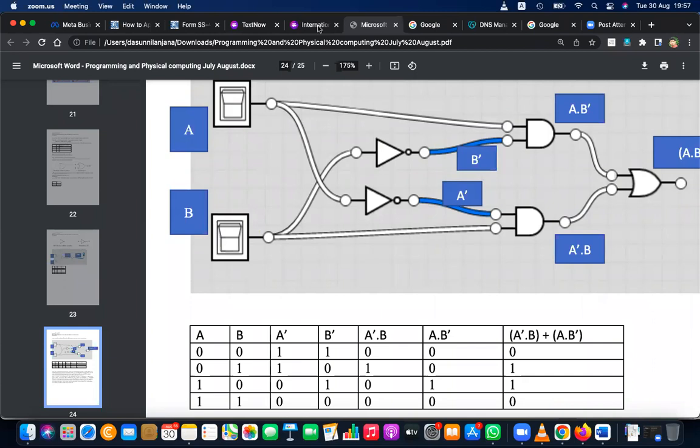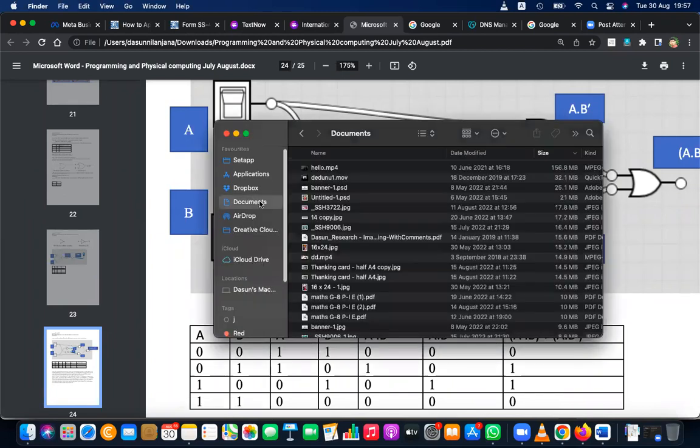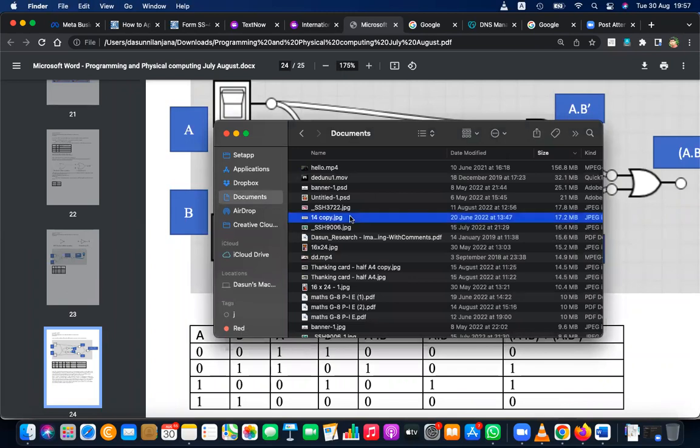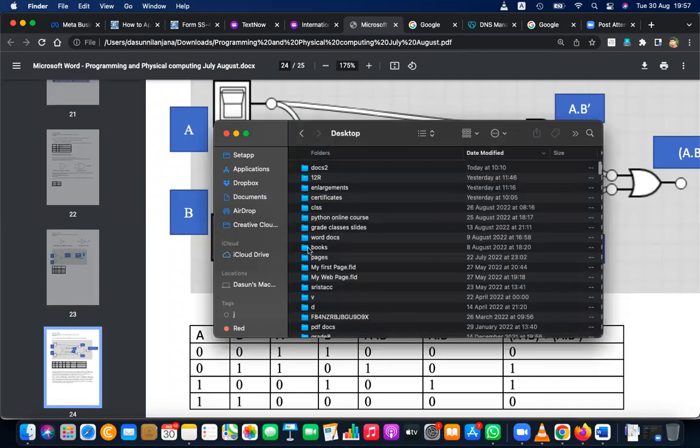I'll not be able to hear. Okay, what is there in the book? Let's move to the book and see what is there in the book. Under physical computing, I hope we have discussed everything, but anyway, let's revise the book one more time to see whether we have discussed everything perfectly.